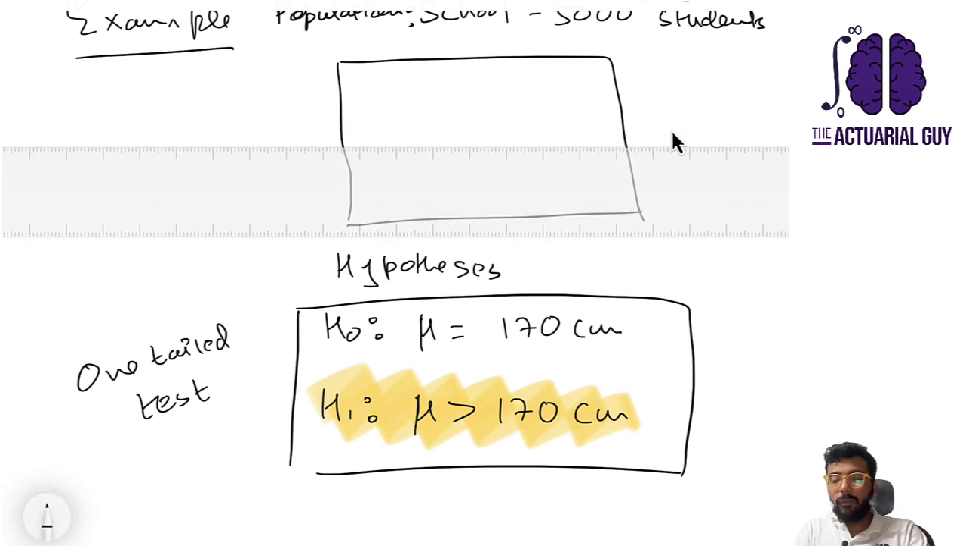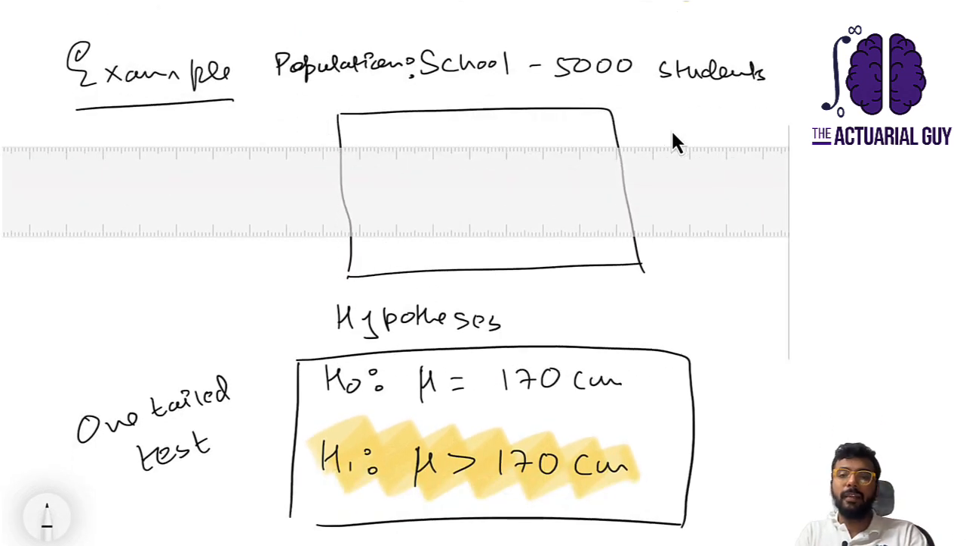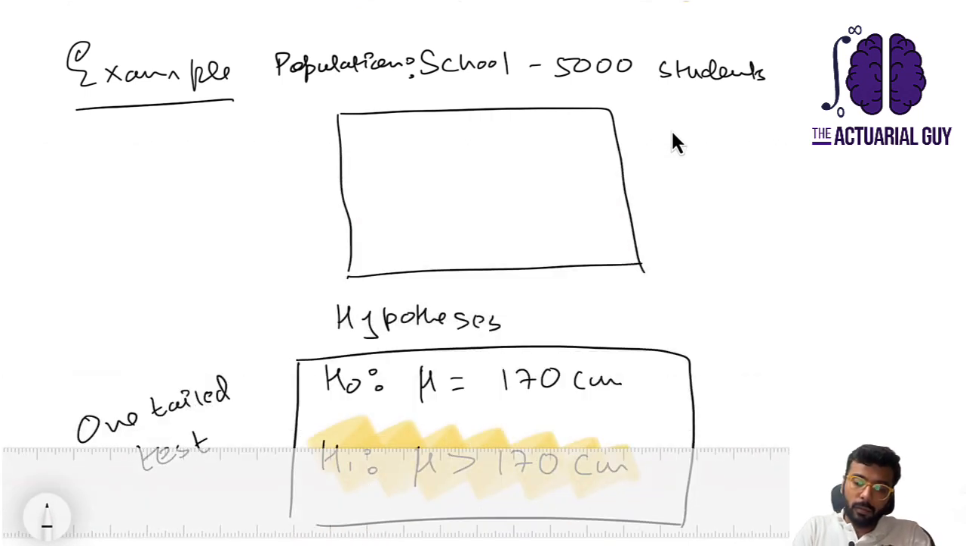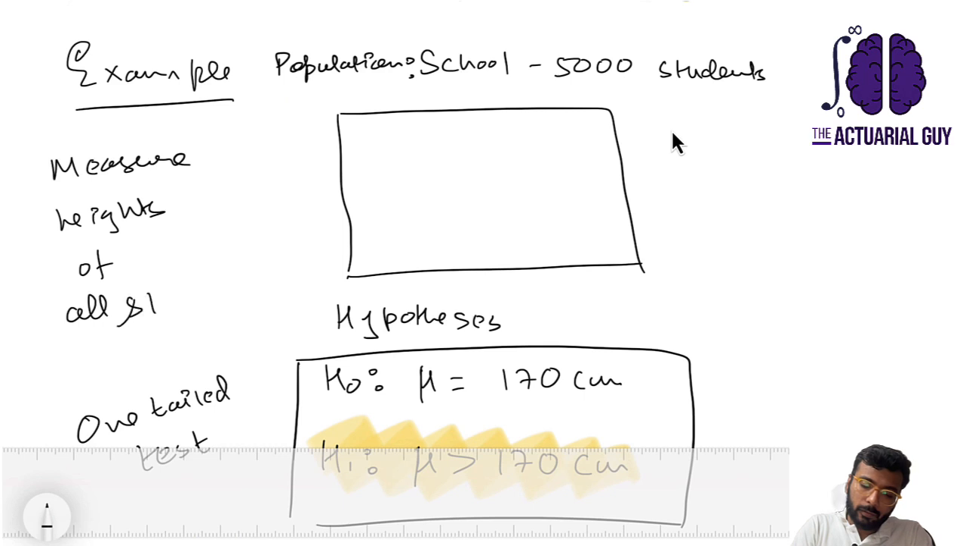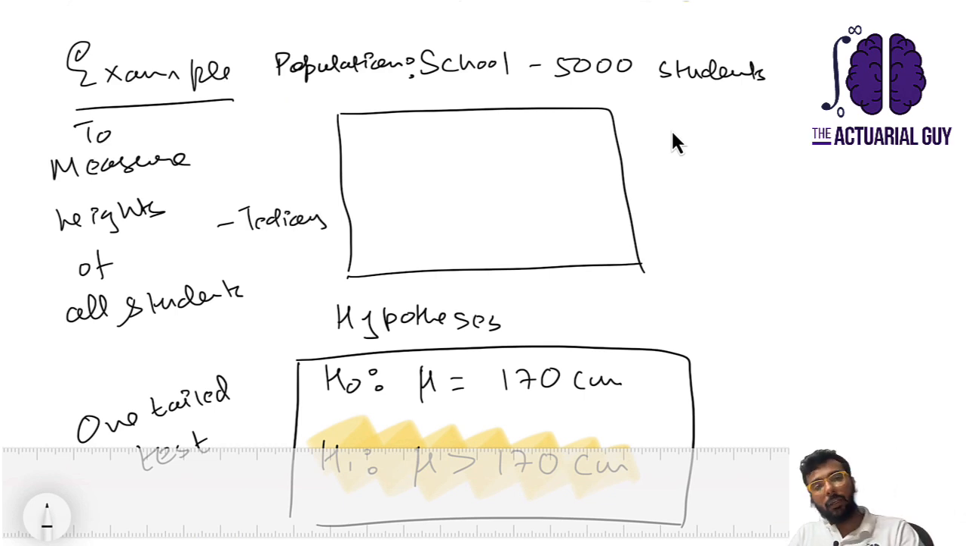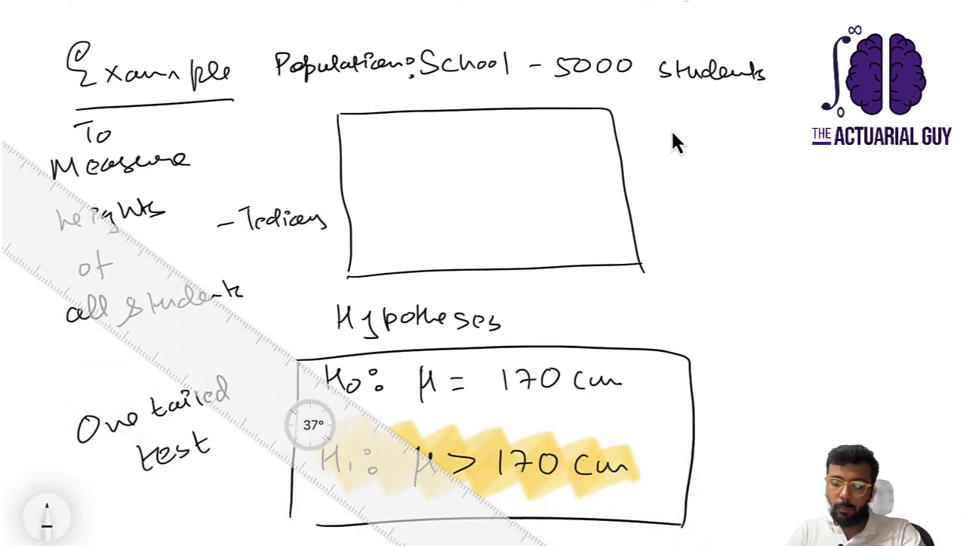Okay, so now obviously when you want to test this hypothesis, you would not go to the entire school and measure everyone's height and then average it. That is tedious. If you measure heights of all students, that is a tedious task. You would not do it. Okay, what you would do is you would pick a sample.